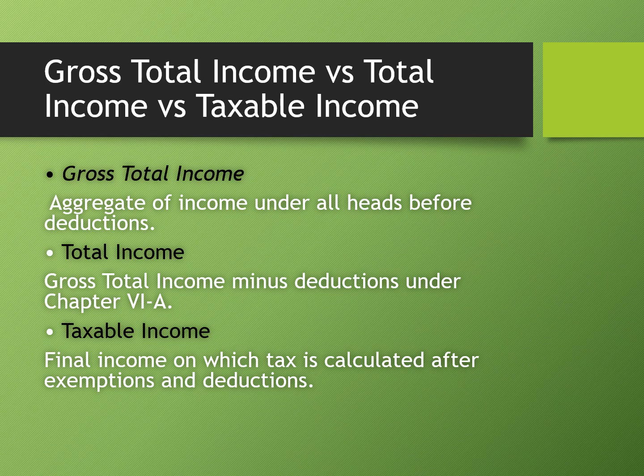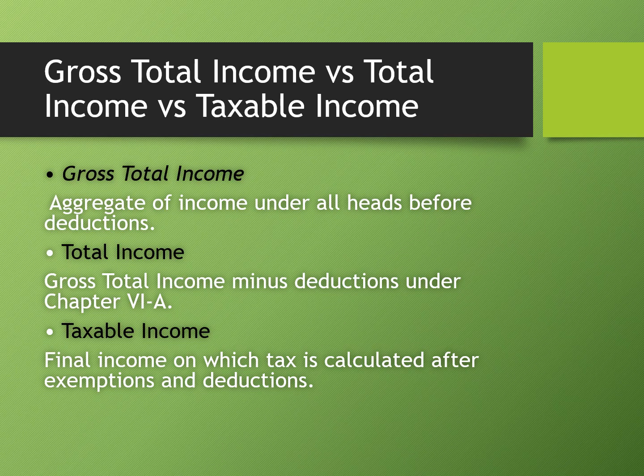Then from this gross total income, if we deduct the deductions under Chapter 6A, which will be explained later in my later presentations, but for now you have to know that the deductions under Chapter 6A include the sections from 80C to 80U. All those deductions you can claim under the Income Tax Act, and if these deductions are deducted from gross total income, then it will become total income. And from total income, if we again deduct the exemptions and deductions, that will be the final income, or we can say the taxable income on which we have to pay the tax.